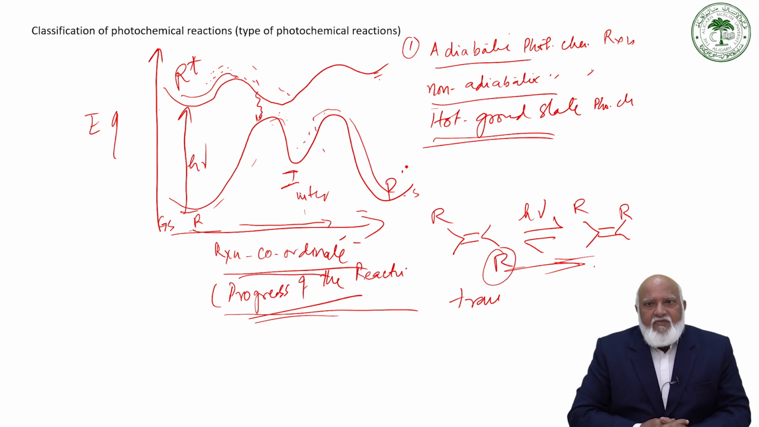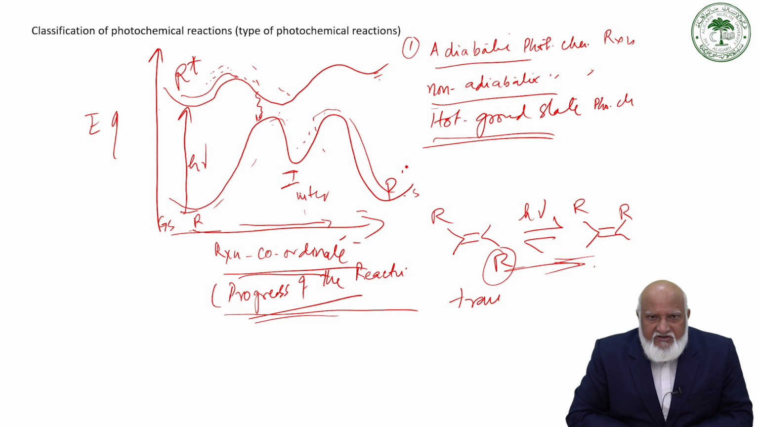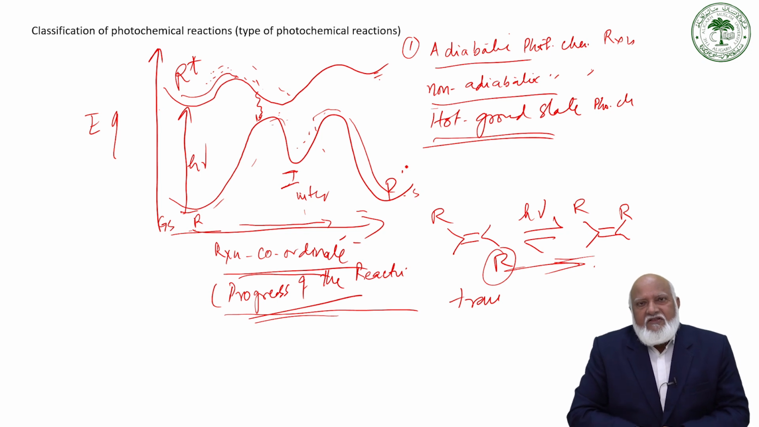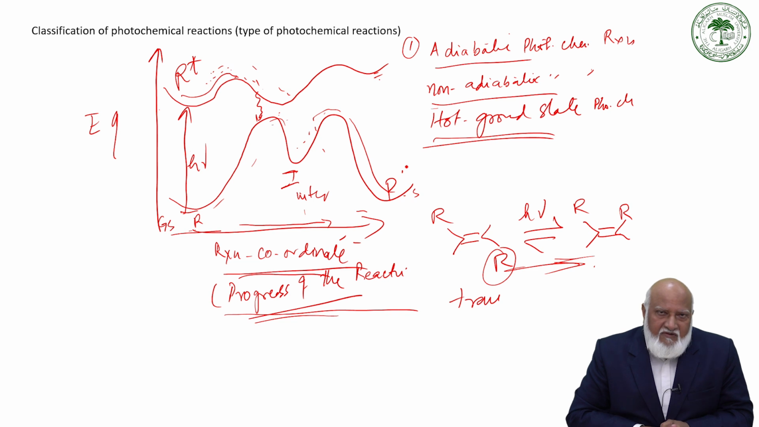The second one is a non-adiabatic reaction, where the energy curves of the ground state and excited state are very close to each other during the course of the reaction, and then a switching over takes place from the excited reactant to the ground state curve, and the rest of the reaction takes place on the ground state curve. Then there is a possibility of the excited reactant coming back to the starting material, or the excited reactant can transform to the product P.